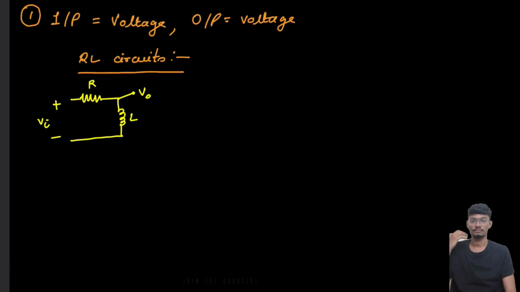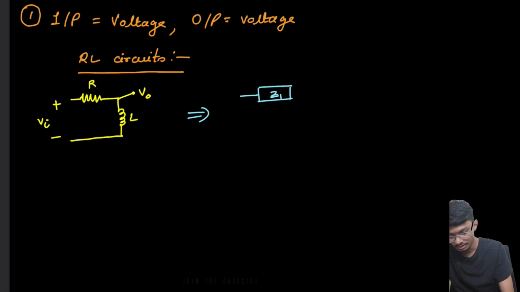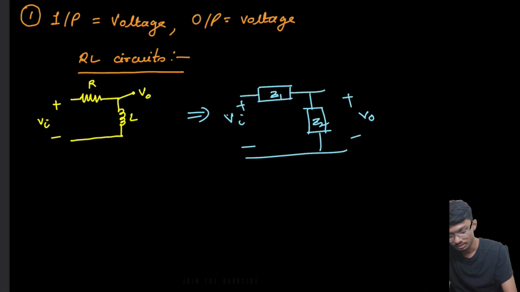Now let's come back to the real thing, which is finding poles and zeros intuitively. First we have one RL circuit. How can we write this RL circuit? We can equivalently write this RL circuit something like this, with impedances Z1 and Z2. This is the input we are providing, and this is the output we are taking.